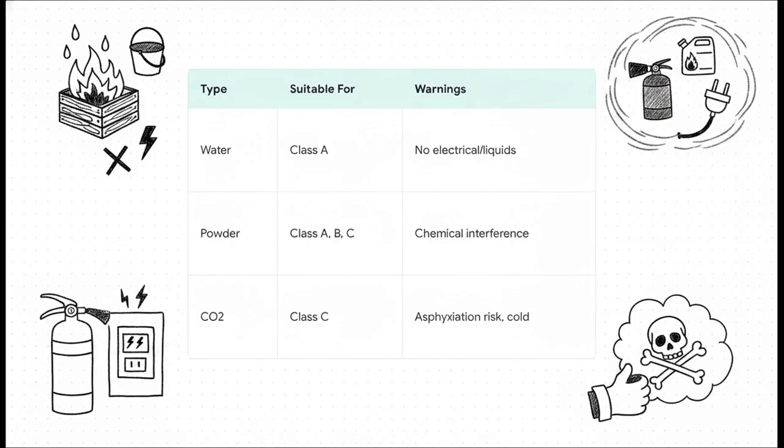Next up is powder. This is your versatile all-rounder for Classes A, B, and C because it chemically interferes with the fire itself. Then there's CO2, which is specifically designed for Class C electrical fires. But listen up, as your HSE trainer, I have to emphasize a massive warning here. CO2 literally kills the fire by stripping away oxygen. That means in confined spaces or poorly ventilated areas, there's a severe asphyxiation risk for you. Plus, the horn on those units gets dangerously cold, so watch your hands.